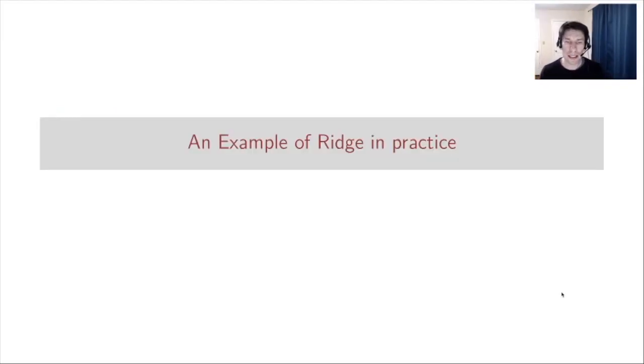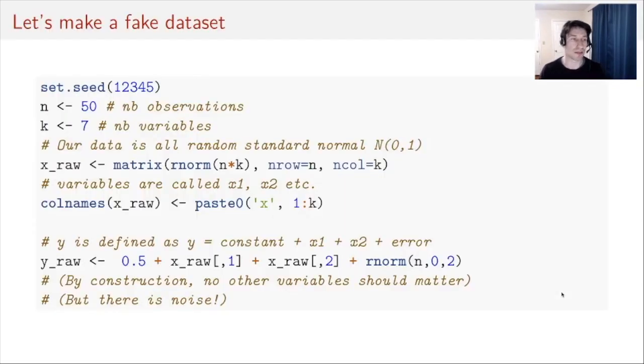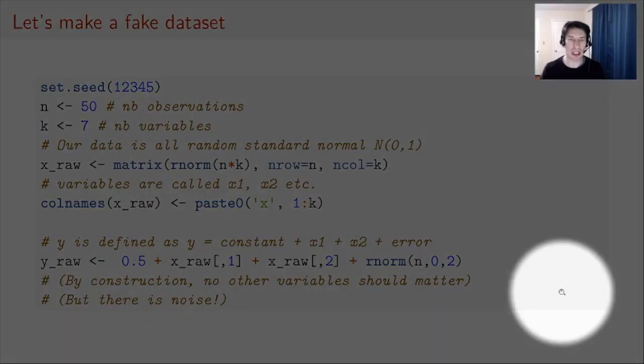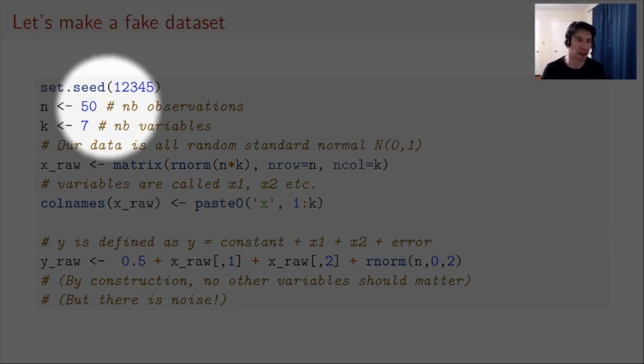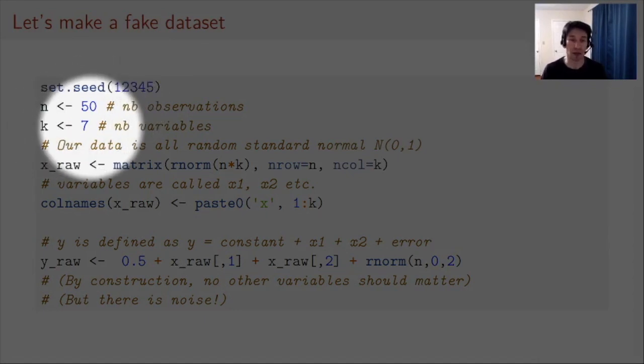All right, so let's put this all into practice. We're going to do a little example with some fake data that we're going to make. This is going to be our fake data set. We're going to have 50 observations, so not a lot. There's going to be some noise with 7 variables.